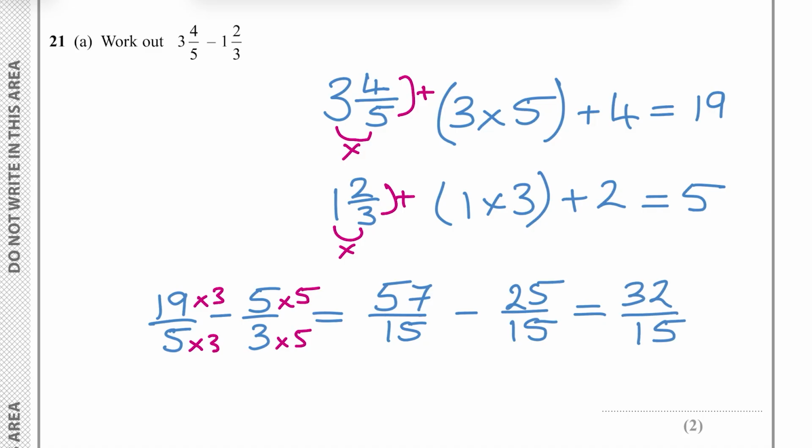And now we need to simplify. So what do we have? 32 over 15 is just 32 divided by 15. And there are 2 15s in 32. And then we're left with 2 remainder. That's our answer: 2 whole ones and 2 over 15.